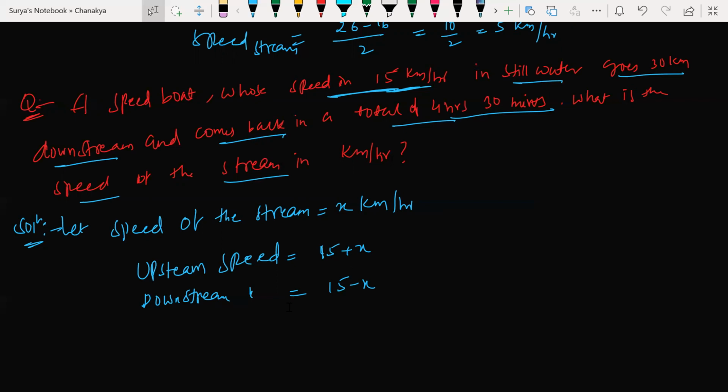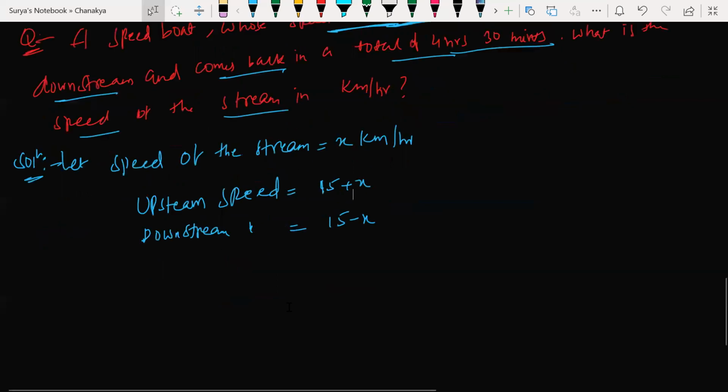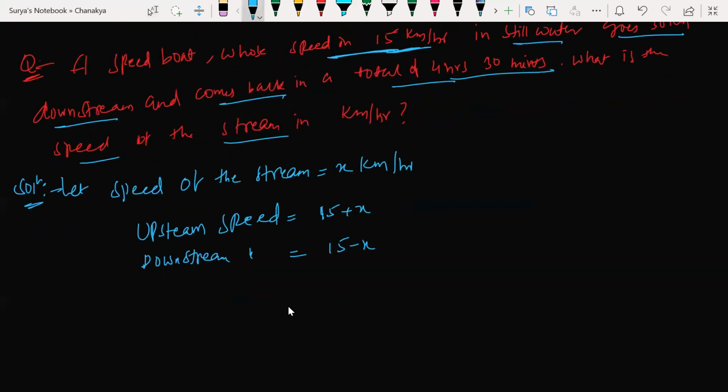Look, how much distance does he go? 30 kilometers, right? He goes 30 kilometers downstream. So what should I write? 30 by speed, distance by this speed. And he has given the total time. How much total time is given? 4 hours 30 minutes, which means 4.5 hours, am I correct?